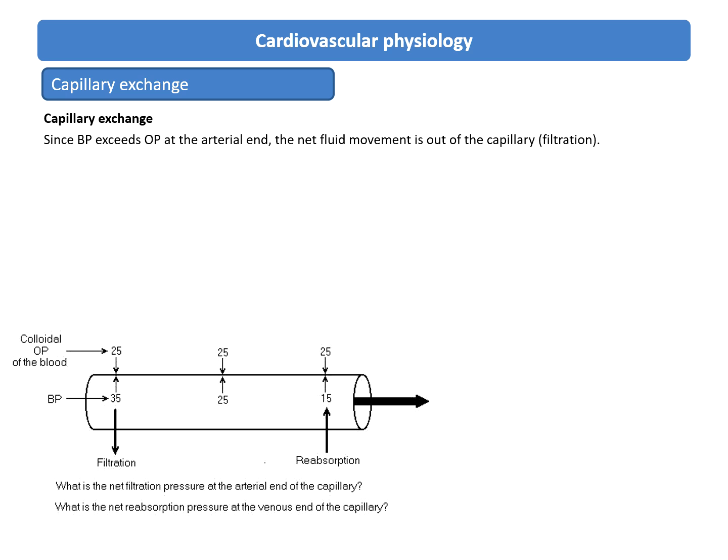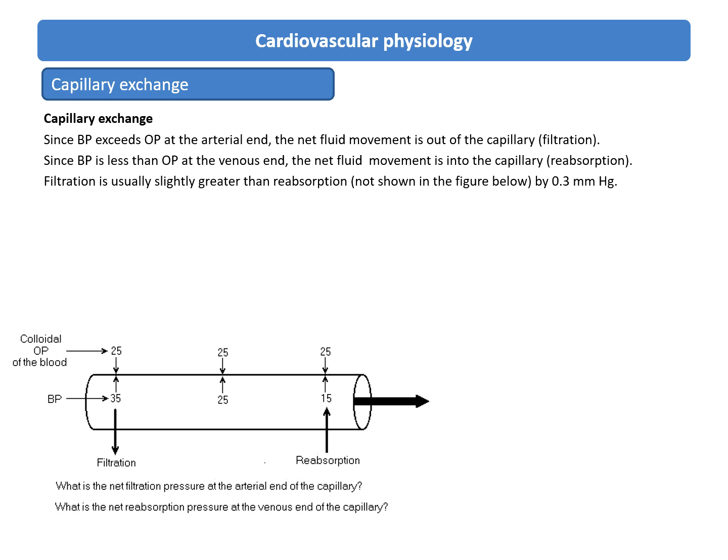Since blood pressure exceeds osmotic pressure at the arterial end, the net fluid movement is out of the capillaries, that is, filtration. Since blood pressure is less than the osmotic pressure at the venous end, the net fluid movement is into the capillaries, reabsorption. Notice that as the blood flows through the capillary, the pressure drops 35 to 25 to 15. But the osmotic pressure remains relatively stable as the blood flows through the capillary.